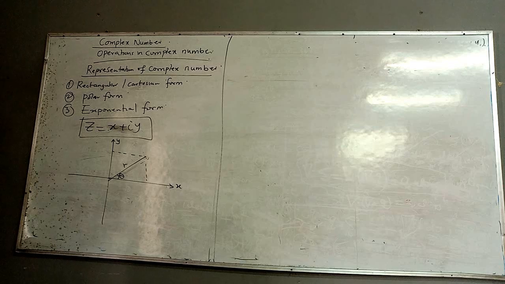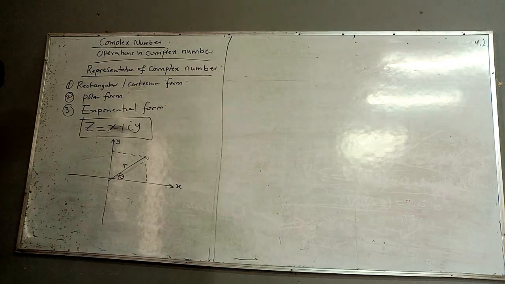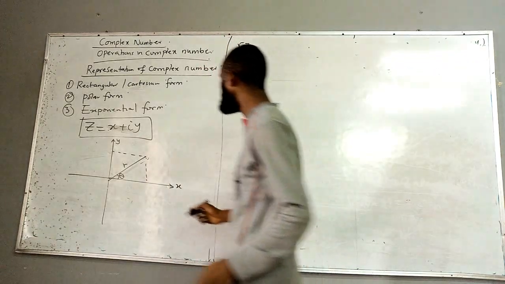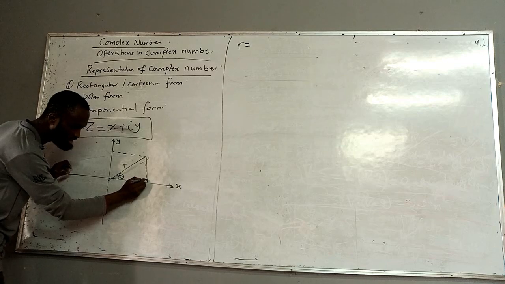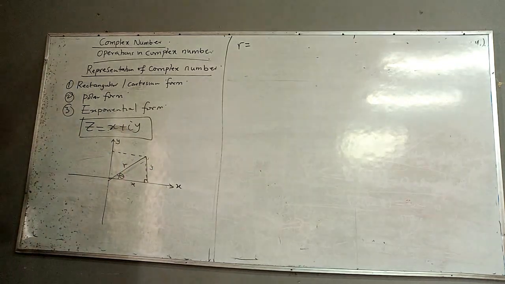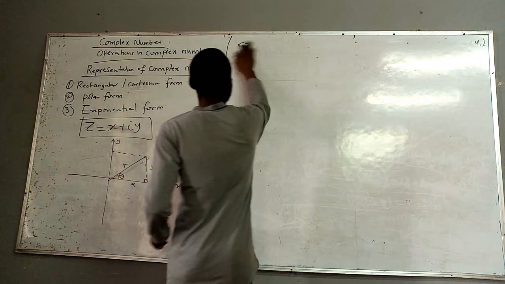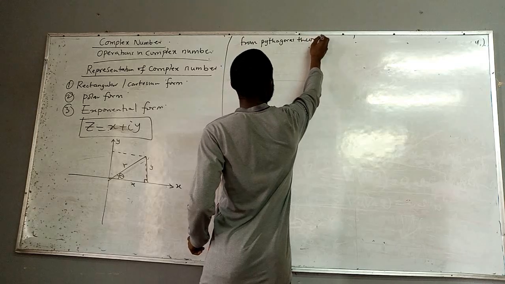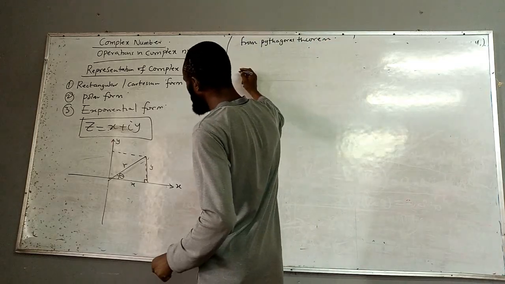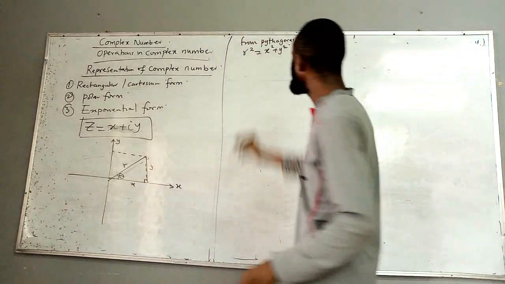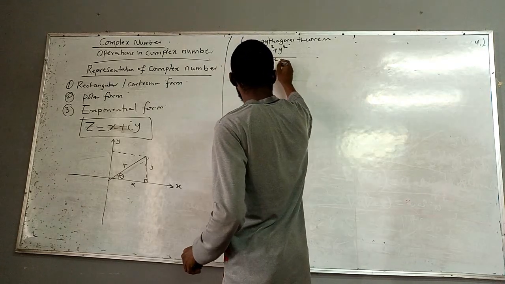Now, we want to look at how to move from rectangular form, or the Cartesian form, to polar form. Remember, from this Cartesian diagram, we know the resultant from Pythagoras theorem, because this is like a right angle triangle. This is angle 90. It means my r is the hypotenuse, this is my x, and this is my y. Pythagoras theorem says the square of the hypotenuse, r square, equals x square plus y square. And this can be written as r is the square root of x square plus y square.